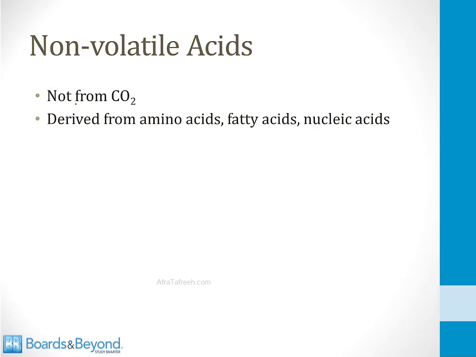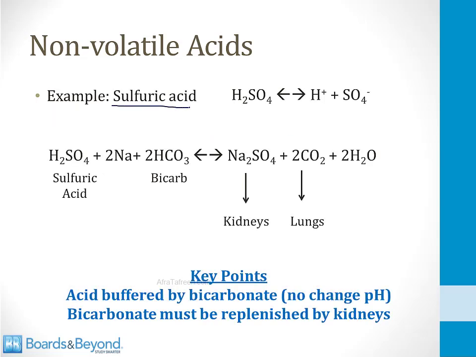Non-volatile acids, on the other hand, are not produced from carbon dioxide. They are derived from the metabolism of amino acids, fatty acids, and nucleic acids. So, for example, sulfuric acid is one of the non-volatile acids produced from metabolism, and sulfuric acid can potentially give off a proton, and this could significantly lower the pH of plasma. But this doesn't happen because we have bicarbonate in our plasma to act as a buffer.